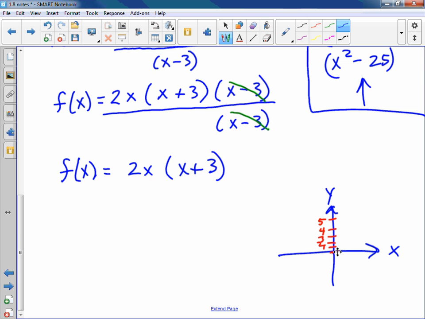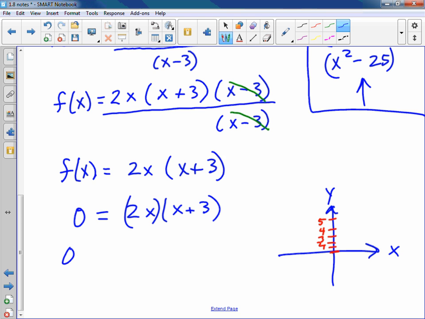So now we can say 0 equals 2x times x plus 3. And at that point, where it crosses the x-axis, we'll get a root and be able to answer this question. So we know that when one item is multiplied against another item, and the resultant product is 0, either 2x equals 0 or x plus 3 equals 0. It has to be. Think of it like something times something else equals 0. Well, one of these somethings has to equal 0.